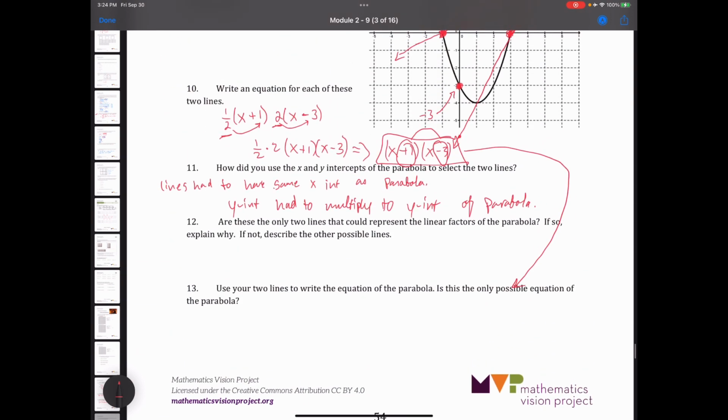Okay, that's all we have for 2.9. You can go ahead and work through 2.9, read the instructions all the way. If you have any questions, we can talk about them when I get back to class.